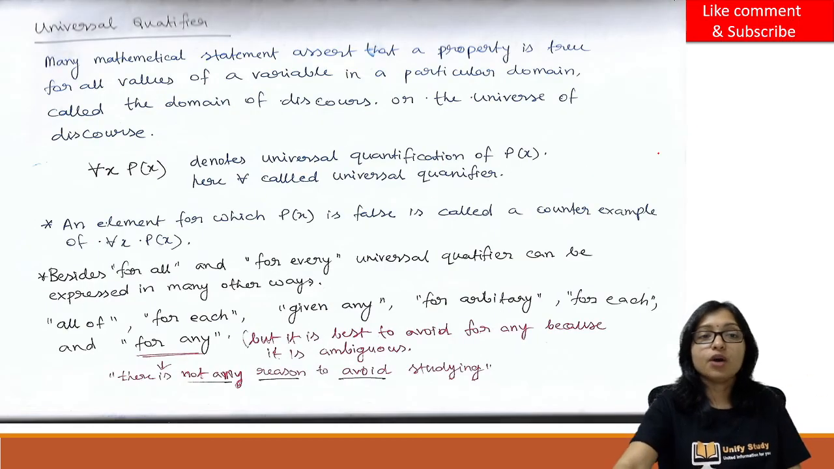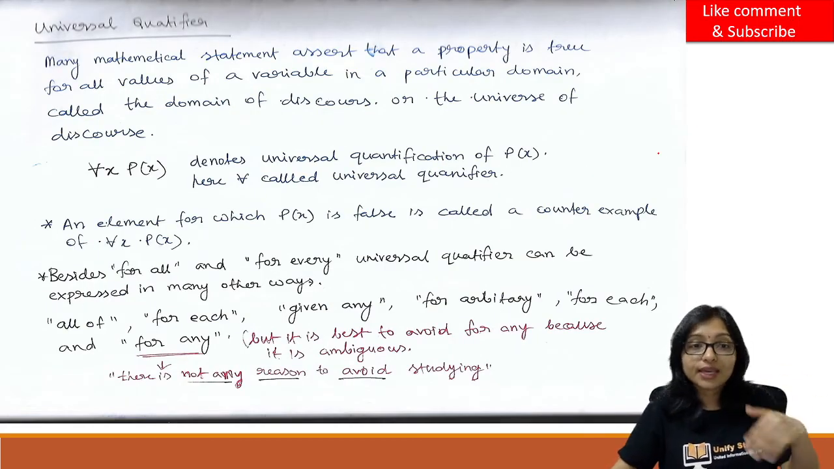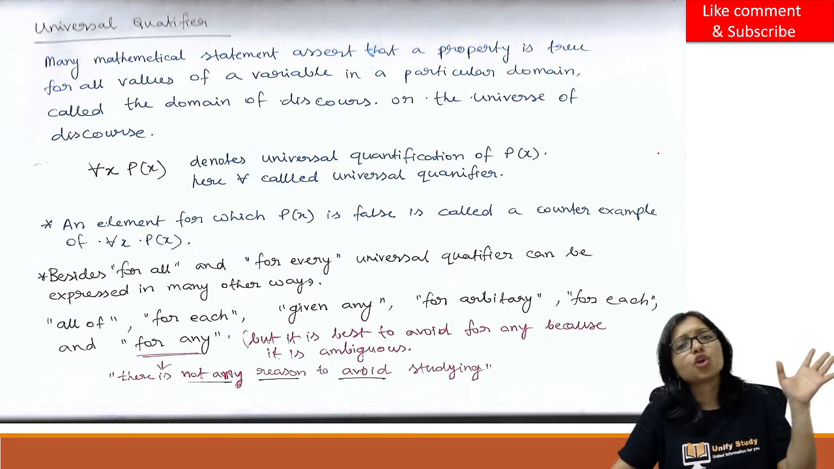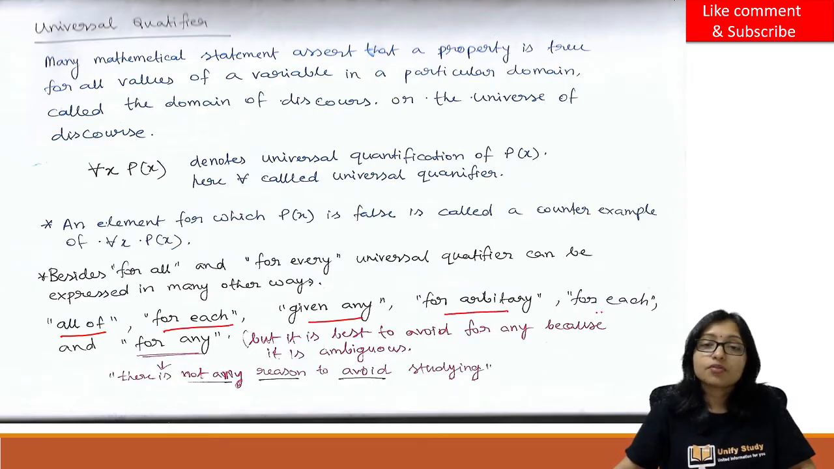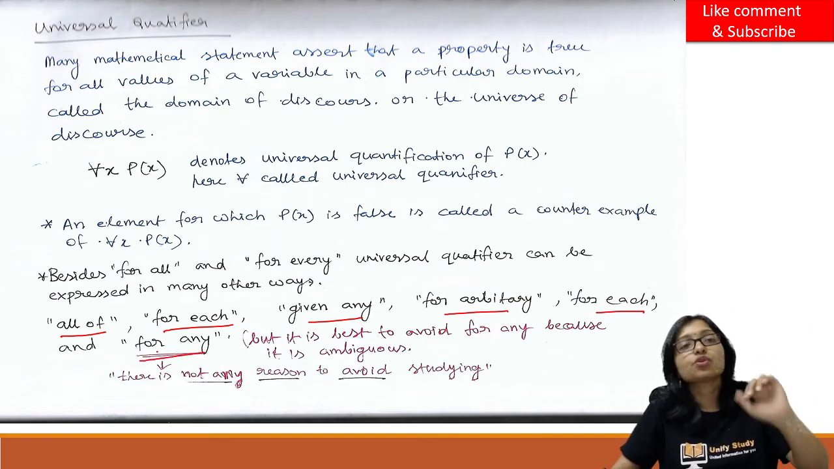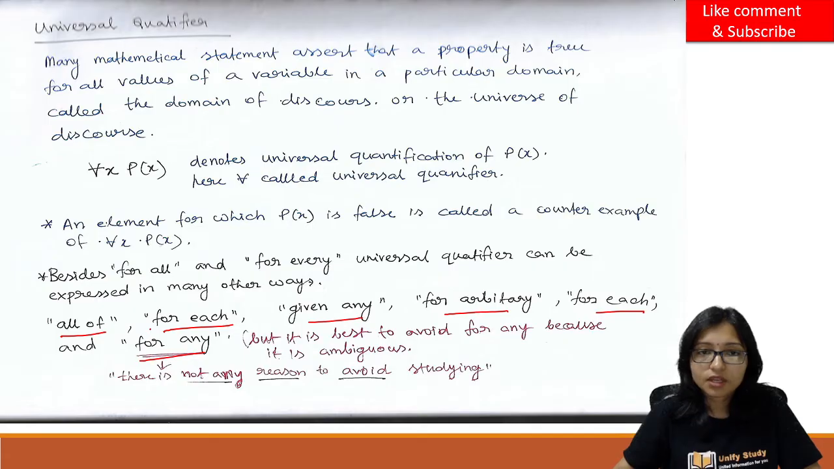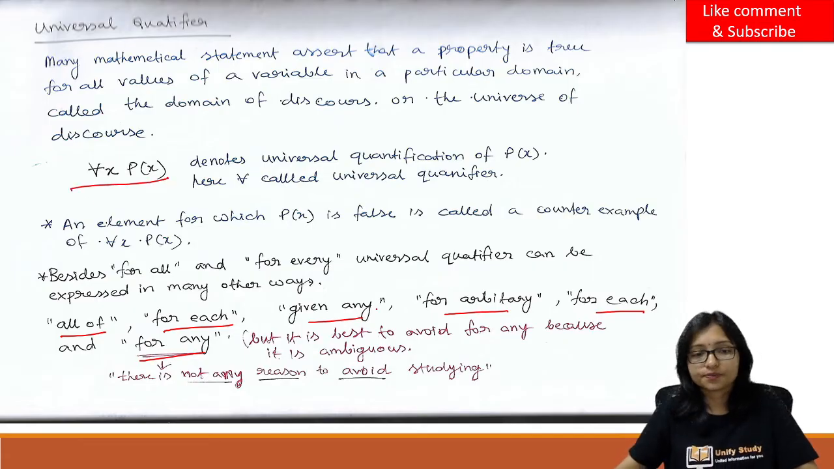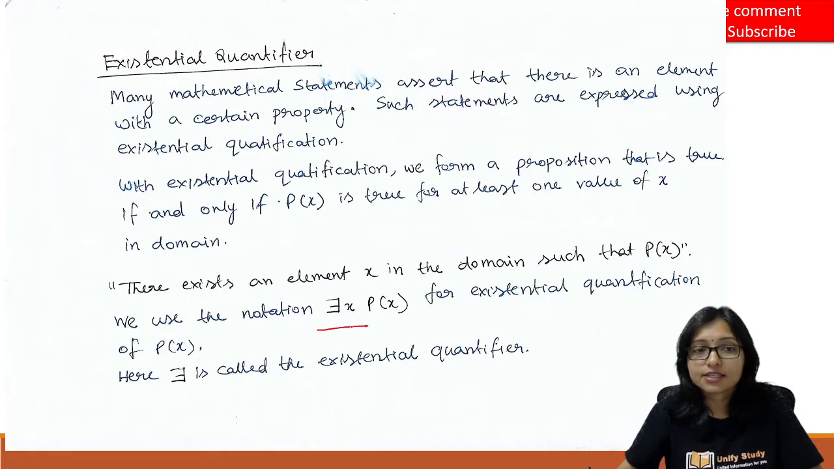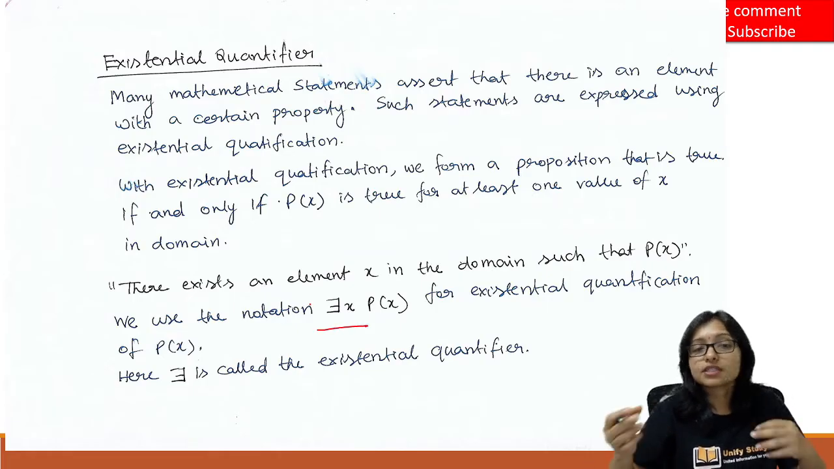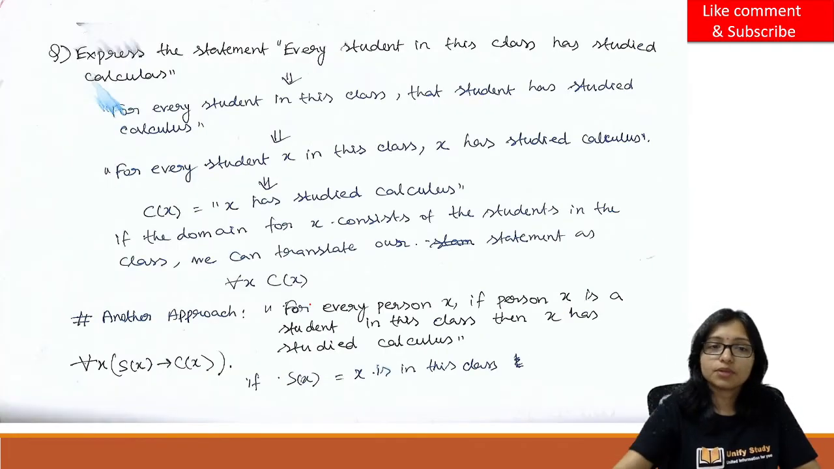So now here there is something we can do. For all means lots of things are possible: all of them, for each, given any, for arbitrary, for each, for any. All these meanings are actually for all. And we can write it this way. Another one is existential, that is there exist. So there exist means at least any one of them is true.